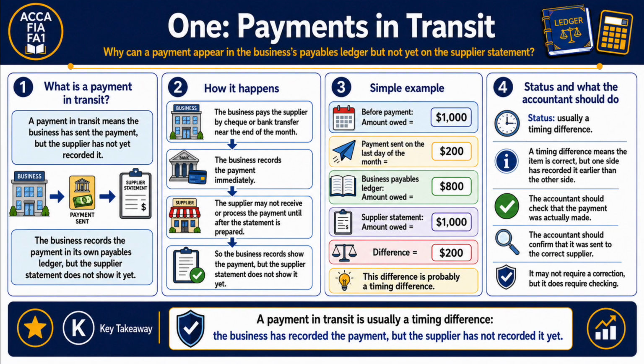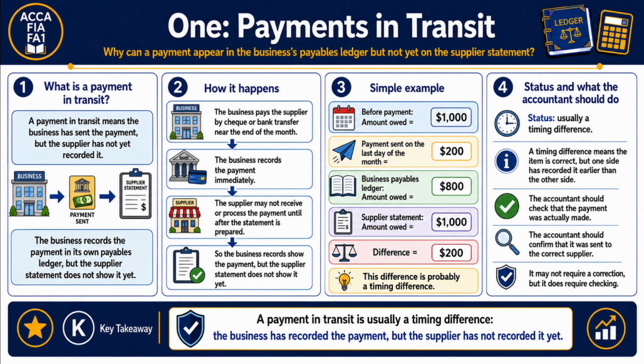1. Payments in transit. The first reason for a reconciling item is payments in transit. A payment in transit means the business has sent the payment, but the supplier has not yet recorded it. Let us make this simple. Imagine the business pays the supplier by check or bank transfer near the end of the month. The business records the payment immediately in its own payables ledger. But the supplier may not receive the money or process the payment until after the statement is prepared. So, the business's records show the payment, but the supplier statement does not show the payment yet.